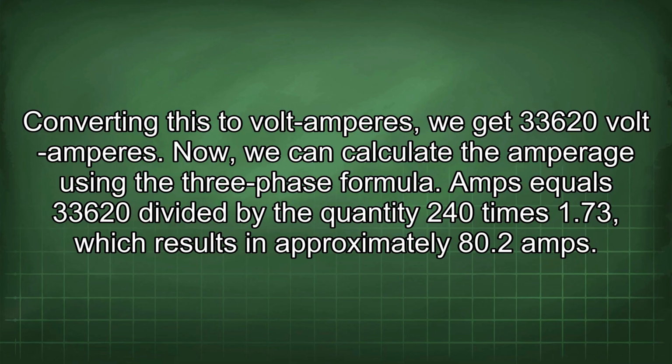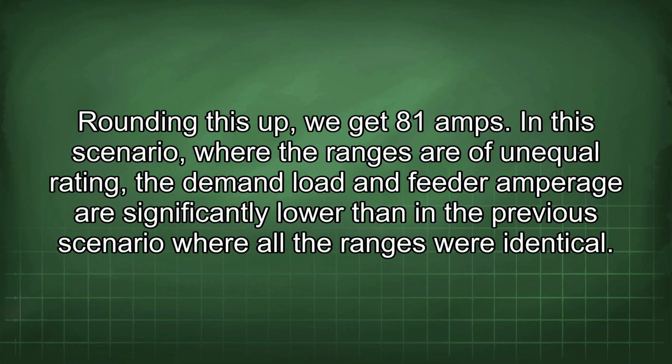Amps equals 33,620 divided by the quantity 240 times 1.73, which results in approximately 80.2 amps. Rounding this up, we get 81 amps. In this scenario, where the ranges are of unequal rating, the demand load and feeder amperage are significantly lower than in the previous scenario where all the ranges were identical.